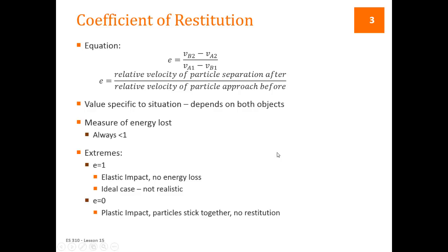There are 2 extremes here, right? E can be equal to 1, in which case you have purely elastic impact. No energy is lost. So this is the ideal case, but it's also not realistic. In the real world, you will never see this. You could also have E equal to 0, which is plastic impact, and that's where the 2 particles stick together. Remember, we had an example where a car hit a bus, and then they get stuck together and they keep moving. That's the case where E is equal to 0. So the final velocities of the 2 are the same, so the numerator of E is equal to 0, and so all of E is equal to 0.